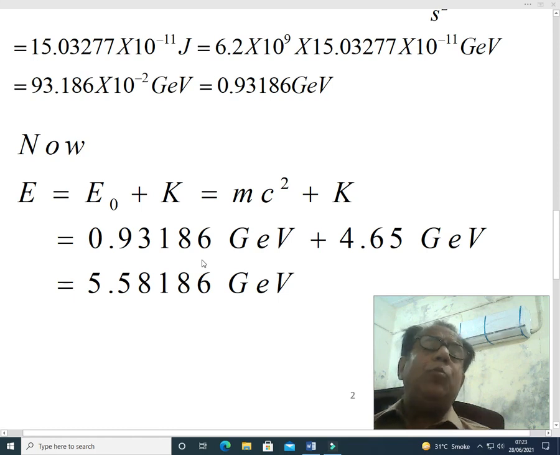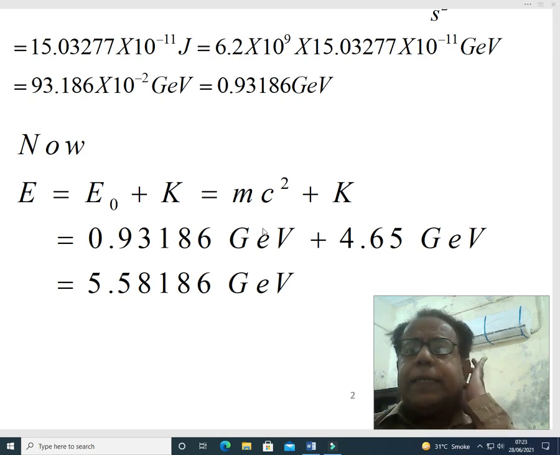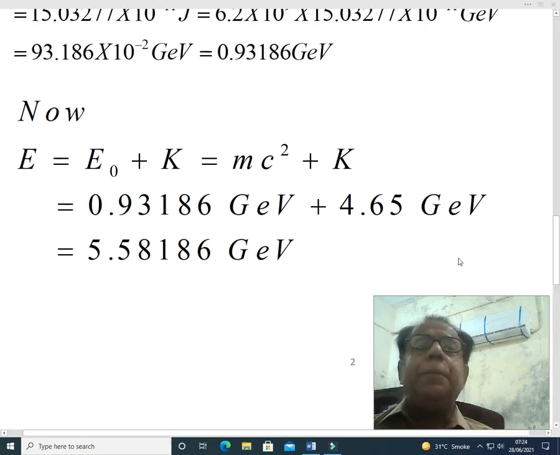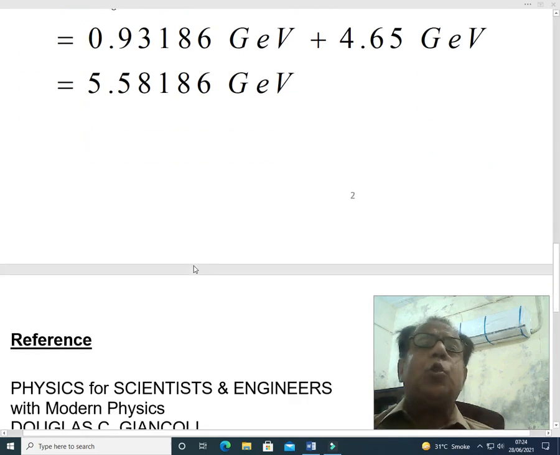Now we use the formula E equal to E naught plus K equal to mc square plus K equal to 0.93186 giga electron volt plus 4.65 giga electron volt, which is given in the statement, and hence we finally get the result E equal to 5.58186 giga electron volt. This is the solution of our problem.